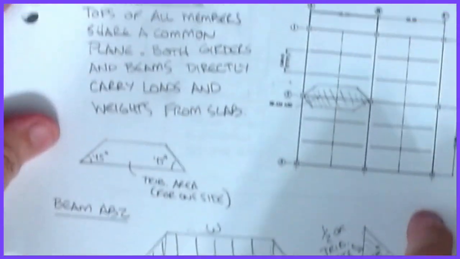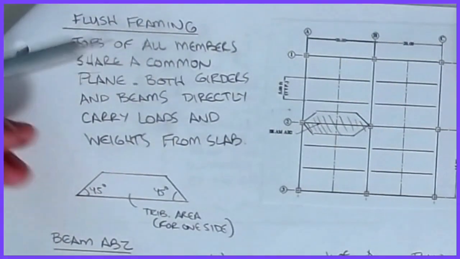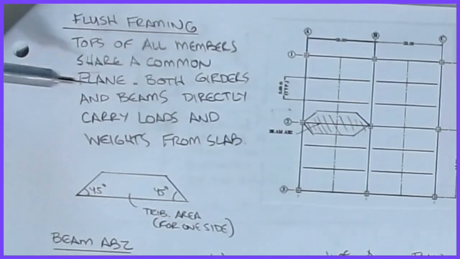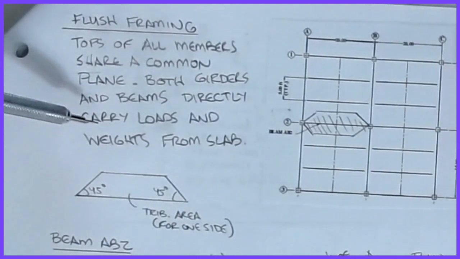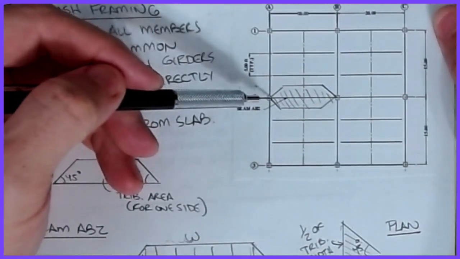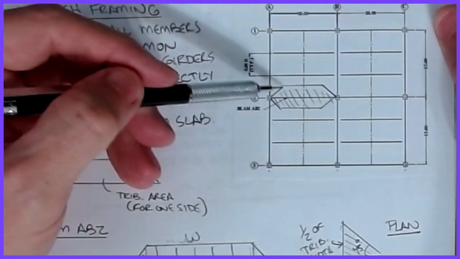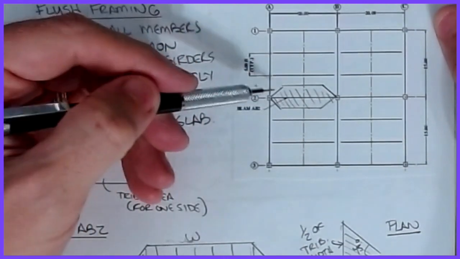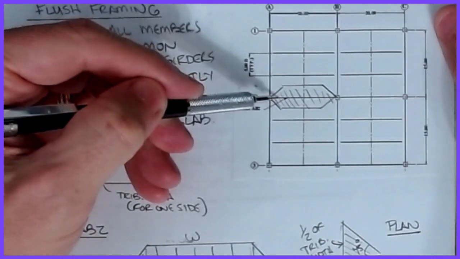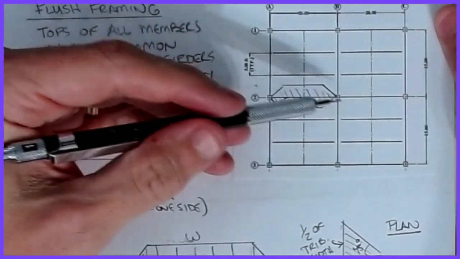our flush framing diagram, in which we have something that looks like this. Okay, for flush framing, the tops of all members share a common plane. Both girders and beams directly carry loads and the weights from the slabs. So here's the same structure, and now if it's flush framed, what happens is that rectangular area that we had for the non-flush framing now gets clipped a little bit, because any load that's showing up here, part of it comes down, but then part of it also goes over to the other girder.